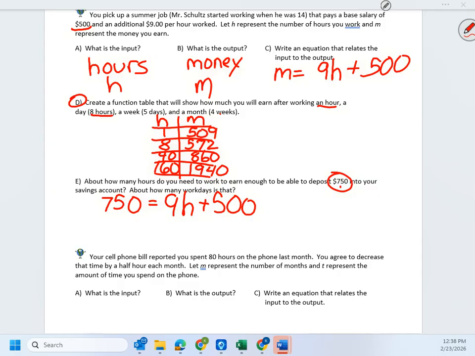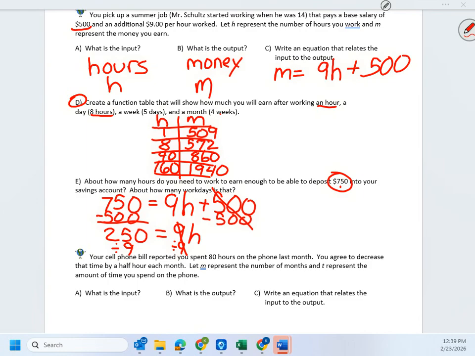Now I have to do what to figure out the hours, Clara? Subtract 500 from 750. I have to do the opposite operations. I'm going to subtract the 500 from both sides, and I get 250 equals 9H. Now what do I do, Clara? You're going to divide 250 by 9. I'm going to divide both sides by the 9, so the 9's cancel out. What's 250 divided by 9?